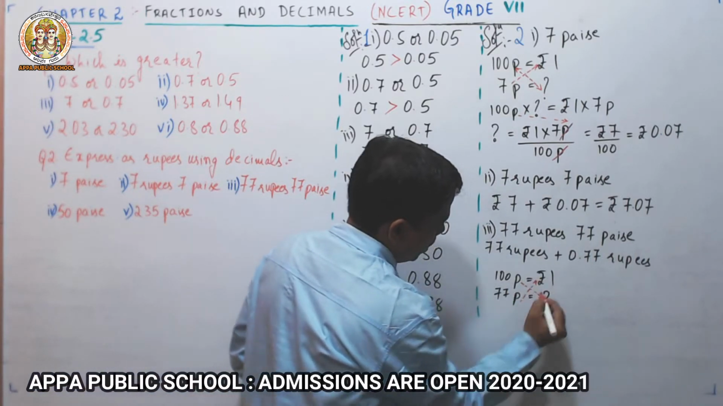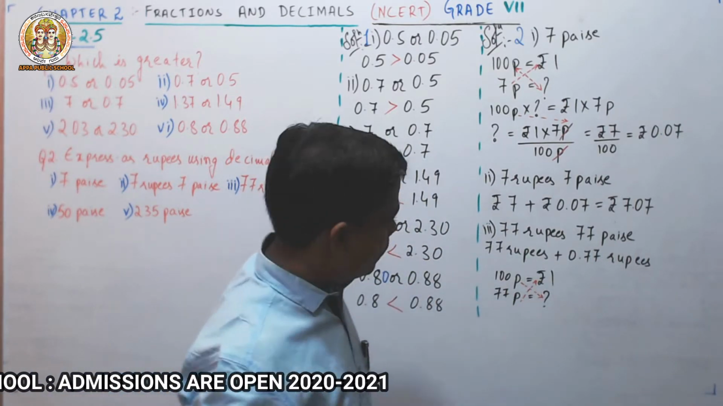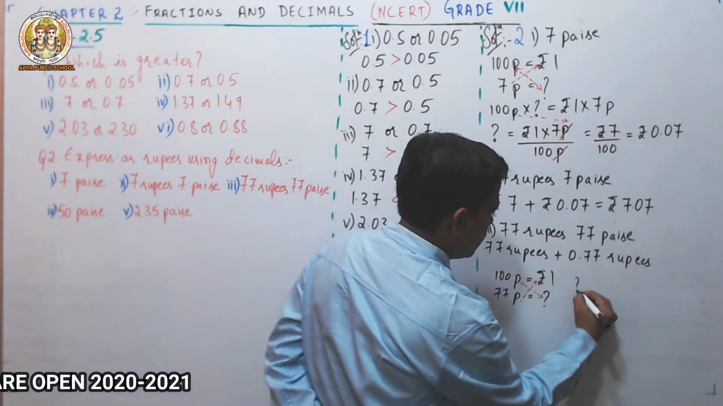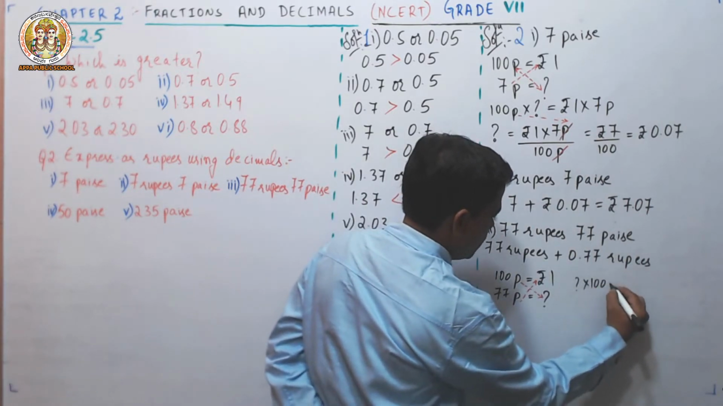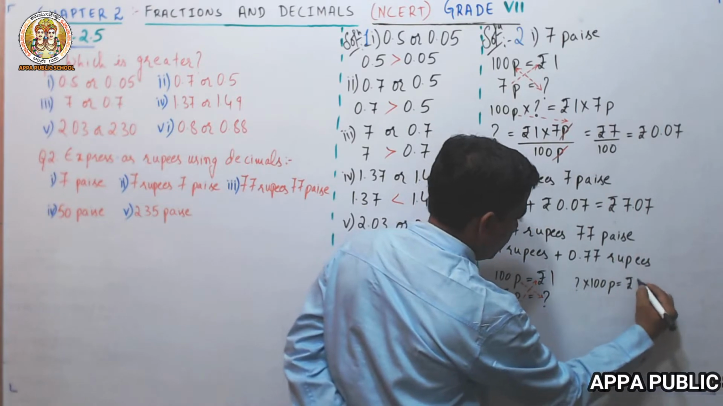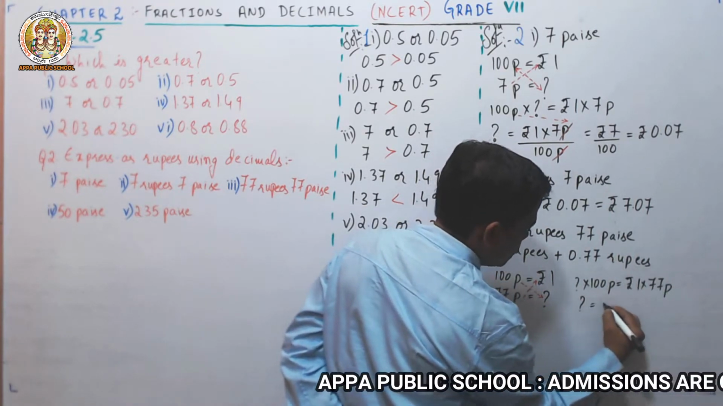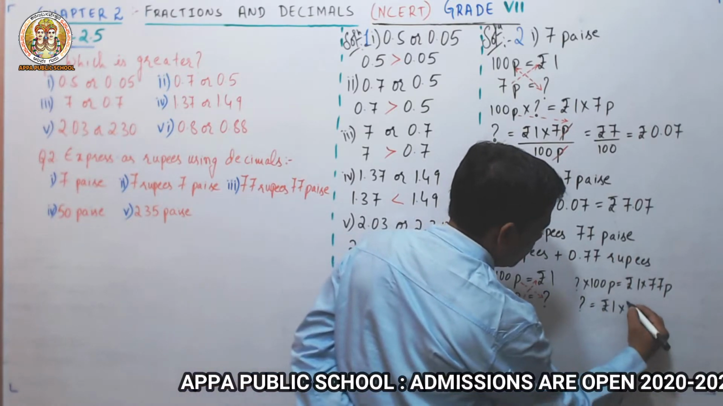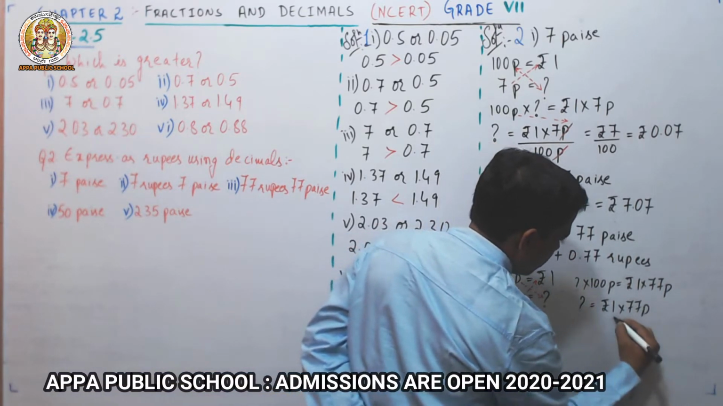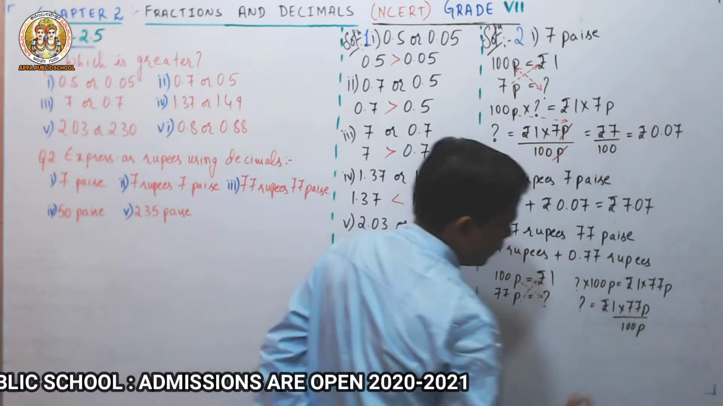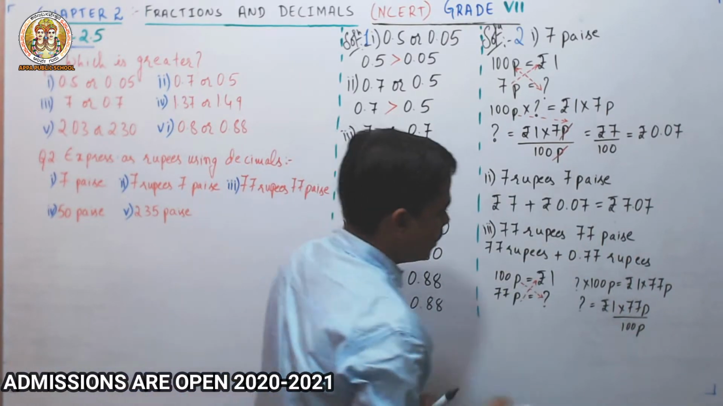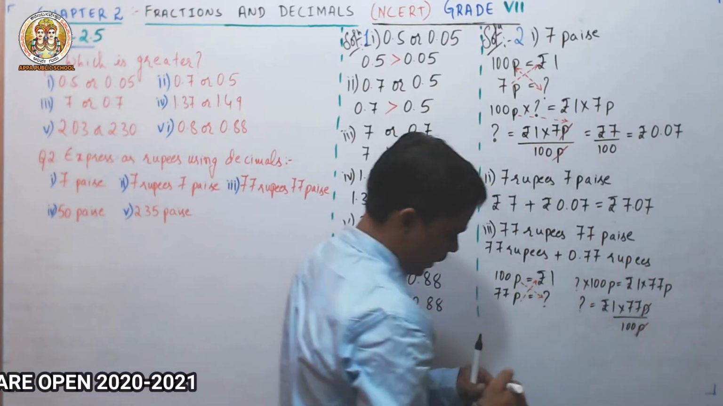So if you cross multiply, what I will do here is question mark into 100 paise is equal to rupee 1 into 77 paise. Question mark is equal to rupee 1 into 77 paise divided by 100 paise. So once again I will cancel the units here. That is, this paise and this paise will cancel.